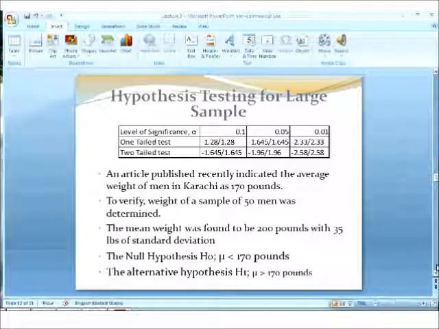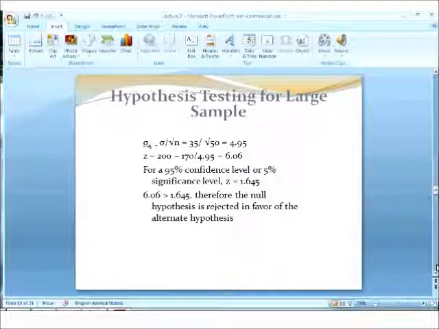So the company's claim that the average weight of men in Karachi is less than 170 pounds is rejected in favor of the alternative hypothesis. Or we can also say that there is not enough evidence. We don't have enough sample, we don't have enough evidence to accept the null hypothesis or to claim that whatever statement we are making is correct. So we are rejecting the null hypothesis in favor of the alternative hypothesis.